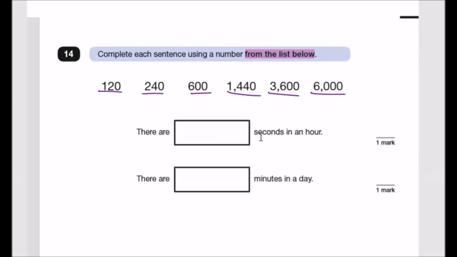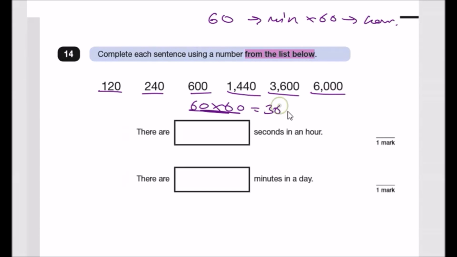There are something seconds in an hour. Oh, this is not so bad. First we know there are 60 seconds in a minute. For a minute, we need to times it by 60 again to get an hour. So there must be 60 times 60 seconds to get 1 hour. Now what is this? Quickly do it. 6 times 6 is 36 and then 2 zeros. So the first value must be 3,600. And that looks good to me.